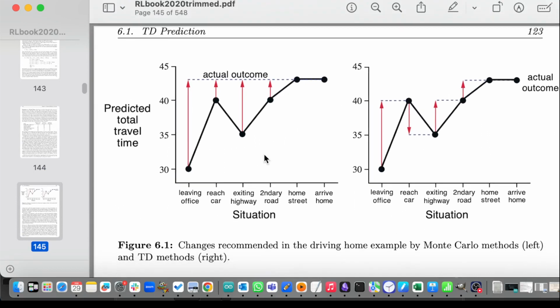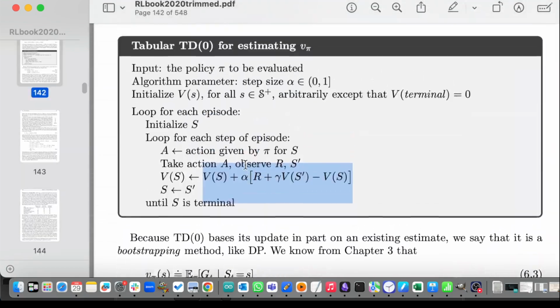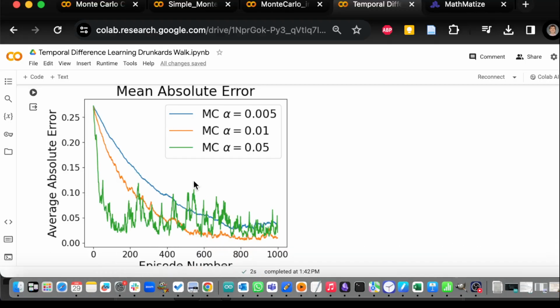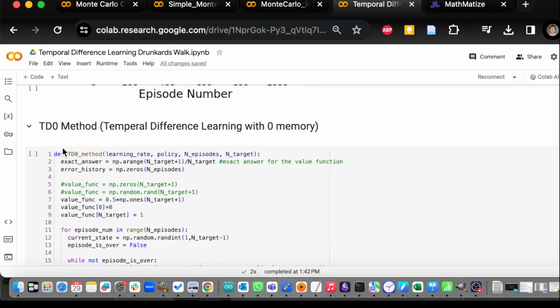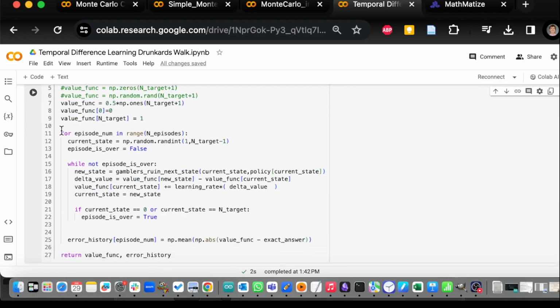And so unlike in Monte Carlo, where you have to keep a whole history of what happened and then go backwards in time once you finish, you can just do it one step at a time. And so the code ends up being much cleaner. You can do it right away. So let me show you what this code looks like for our particular problem. So this is the TD0 method. And again, we have the exact answer, but you start with any value function you want. And this is very similar to what we had before.